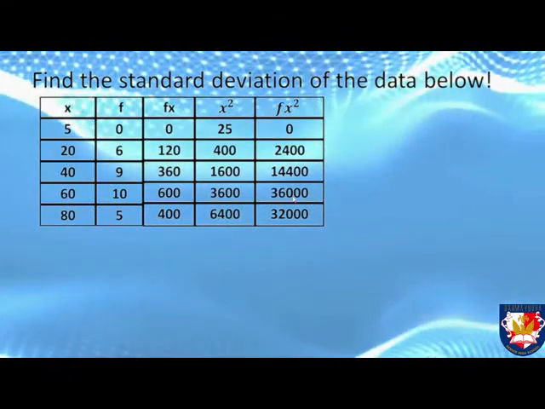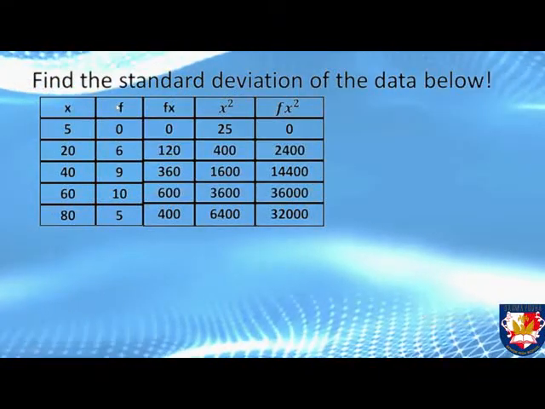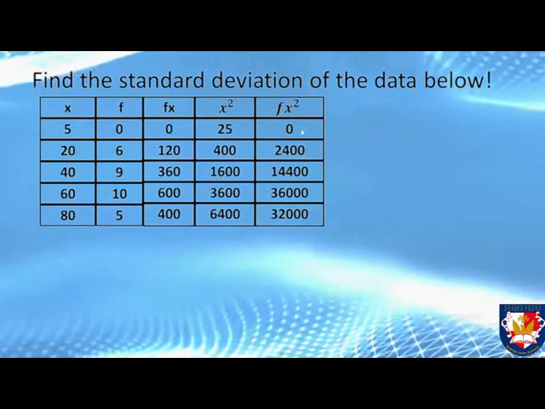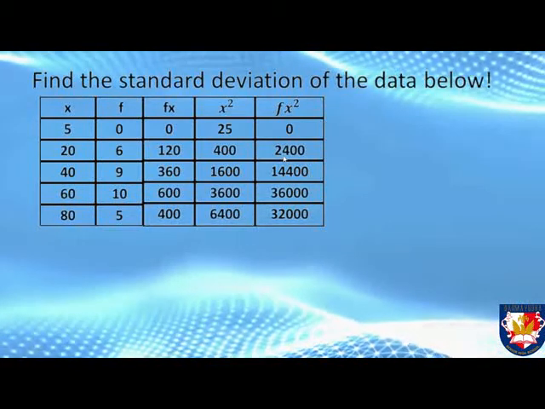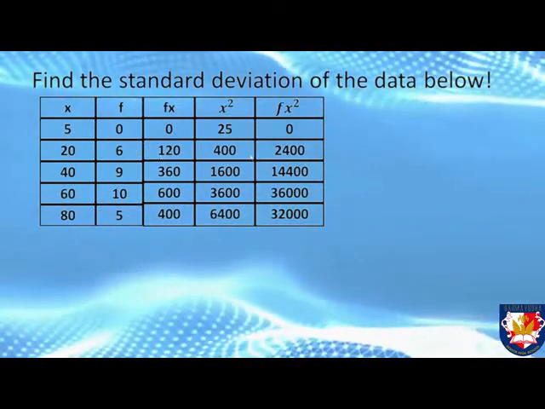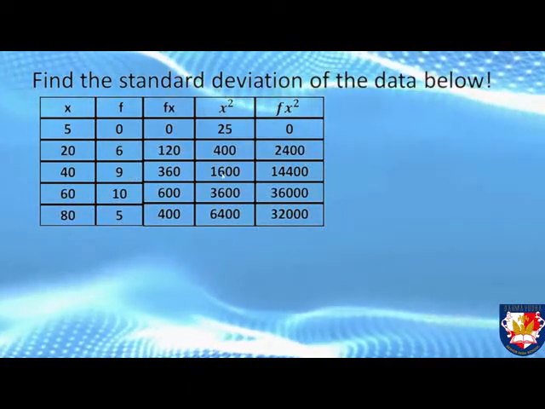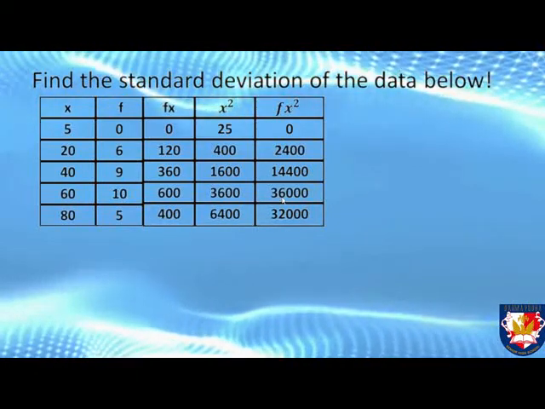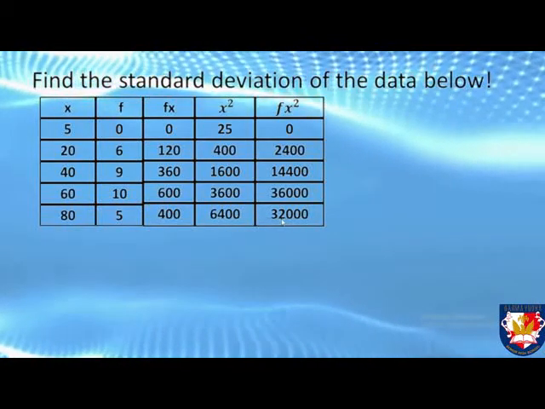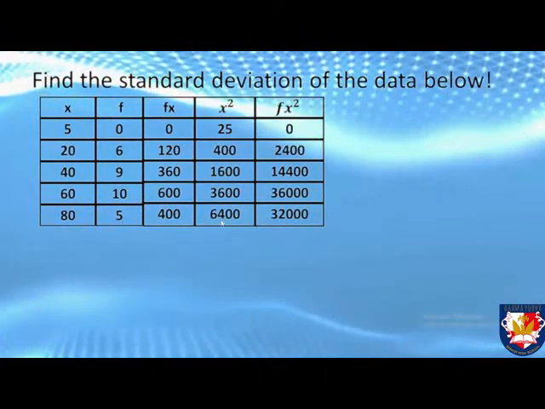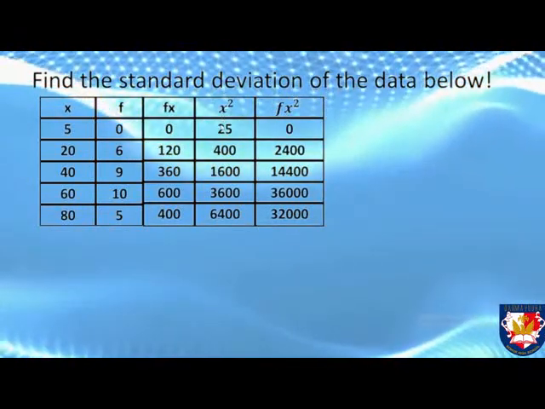And then these numbers comes from f times x squared. This is the f, this is the x squared. So 0, it comes from 0 times 25. 2400 come from 6 times 400. 14,400 comes from 9 times 1,600. And these numbers come from 10 times 3,600, and 32,000 comes from 5 times 6,400. This is come from f times x squared.